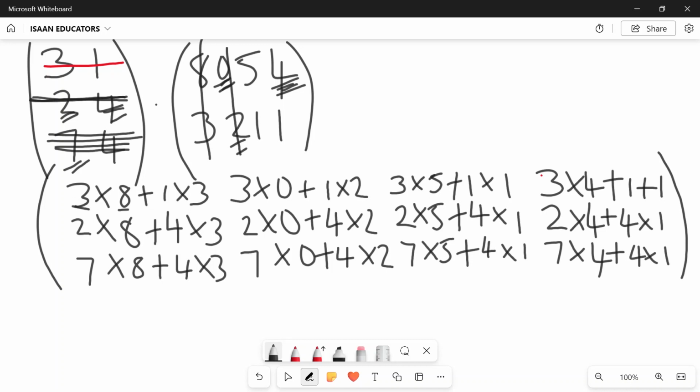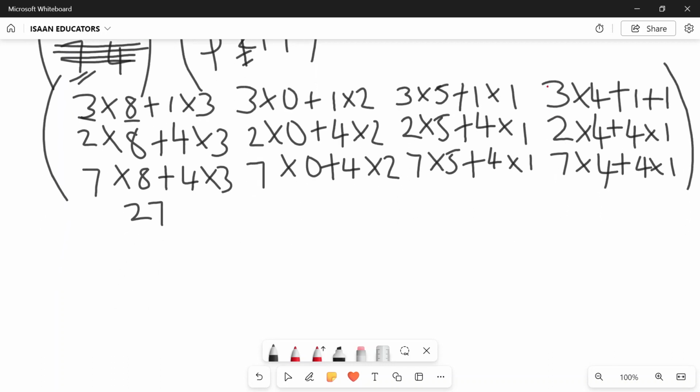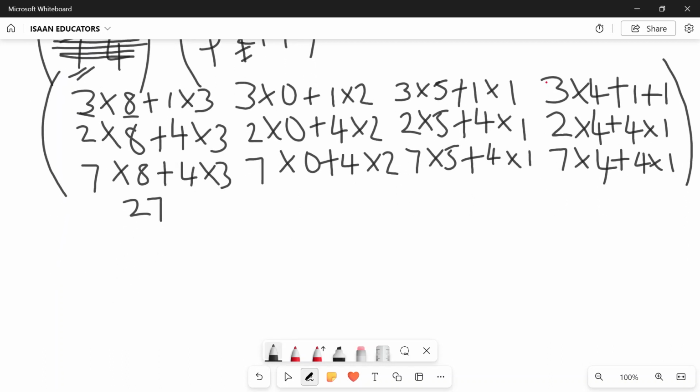So we have 3 times 8, which is equivalent to 24. So 24 plus 3, you will get that it is 27. So let us proceed. We have this one here, 3 times 0, that is 0. Then you'll add 1 times 2, which is equivalent to 2. So here we'll have 2.